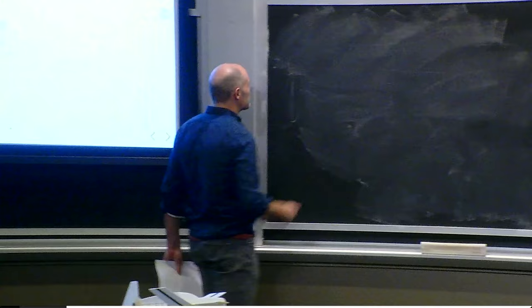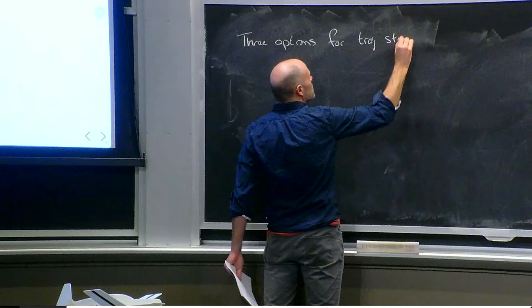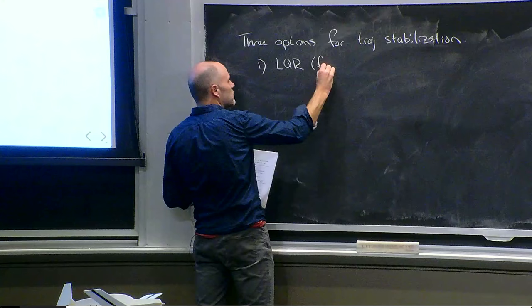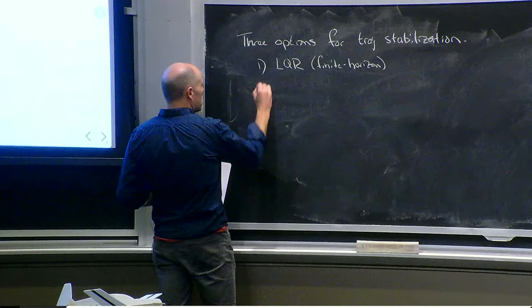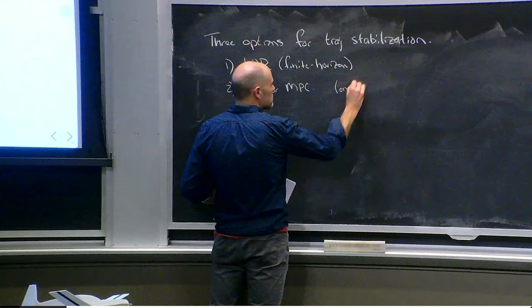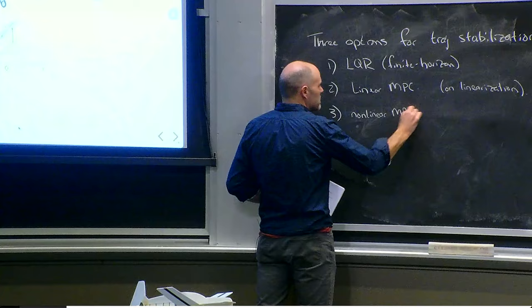We've talked about three options for stabilization. The one we talked about at the end of the last lecture and today is LQR, typically the finite horizon version of it. We also talked about using that linearization and doing linear MPC to stabilize, and then we talked about doing the nonlinear MPC. So what do I mean by those three?